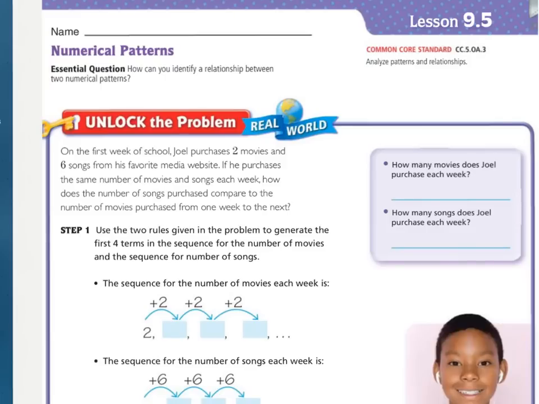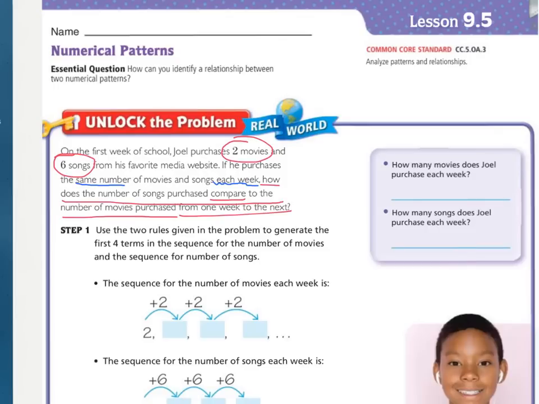Unlock the problem. On the first week of school, Joe purchases 2 movies and 6 songs from his favorite media website. If he purchases the same number of movies and songs each week, how does the number of songs purchased compare to the number of movies purchased from 1 week to the next? Press pause, underline what you're being asked to find, and circle the important information.